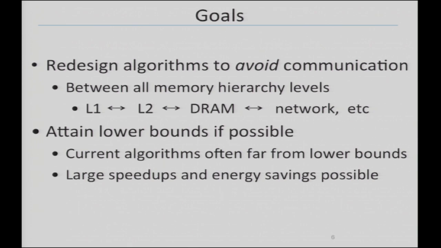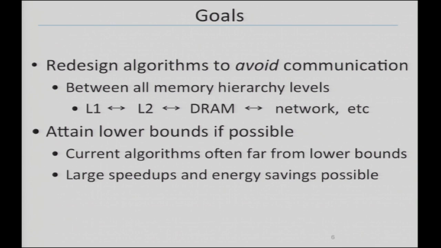And it turns out that current algorithms, even ones that we thought were well understood, like matrix multiply, do not attain those lower bounds. You can communicate asymptotically less than current algorithms do, and so very large speedups and energy savings are possible. Now, you don't have to take my word for it that this is a good idea. You can take the word of someone at a higher pay scale, say President Obama.